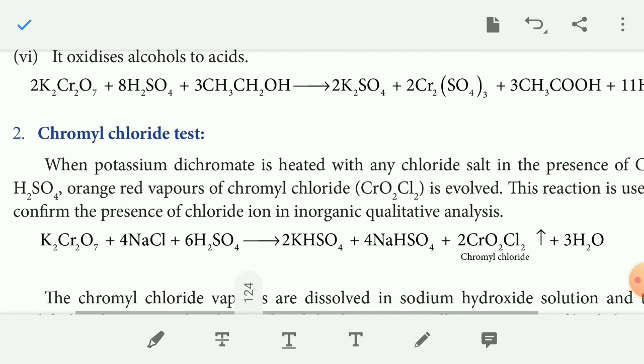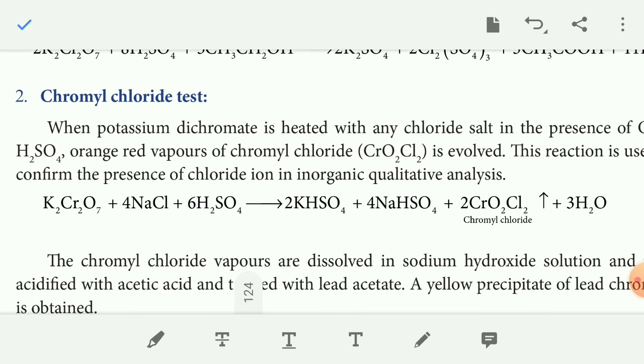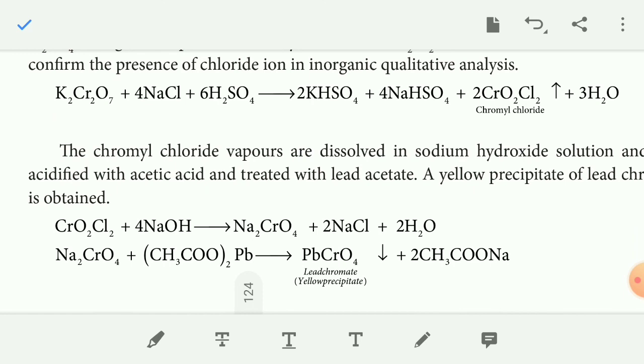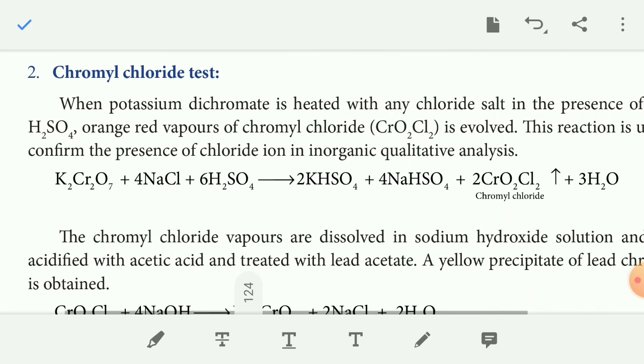Okay, the next one is chromyl chloride test. You already did this in the 11th standard practical. It is a chloride test to identify chloride ions. In this experiment, to a small amount of salt, dilute sulfuric acid and potassium dichromate are added. In the observation part, red orange vapors are evolved, and this indicates the presence of chloride. That is what is given here: potassium dichromate plus 4 sodium chloride with sulfuric acid gives potassium hydrogen sulfate, sodium hydrogen sulfate, plus CrO2Cl2, the formula of chromyl chloride. The chromyl chloride vapors are passed through sodium hydroxide solution, then treated with acetic acid and lead acetate, giving a yellow precipitate of lead chromate, PbCrO4. This is a very important test for chromyl chloride.